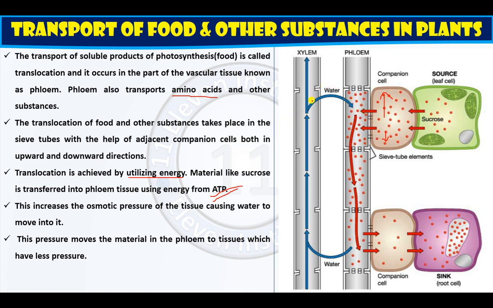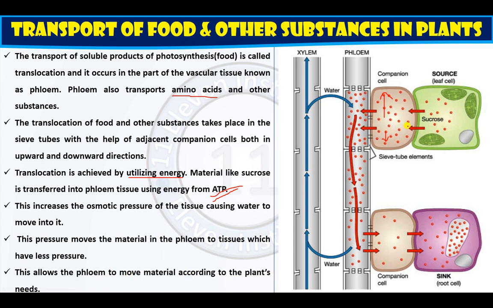Due to the inward movement of water, the osmotic pressure over here will be more, osmotic pressure over here will be less, and hence this food material along with water, right, will move from the region of higher pressure to the region of lower pressure. So which phenomenon is responsible for transport of food? Ultimately osmotic pressure. This allows phloem to move material according to the plant's needs.